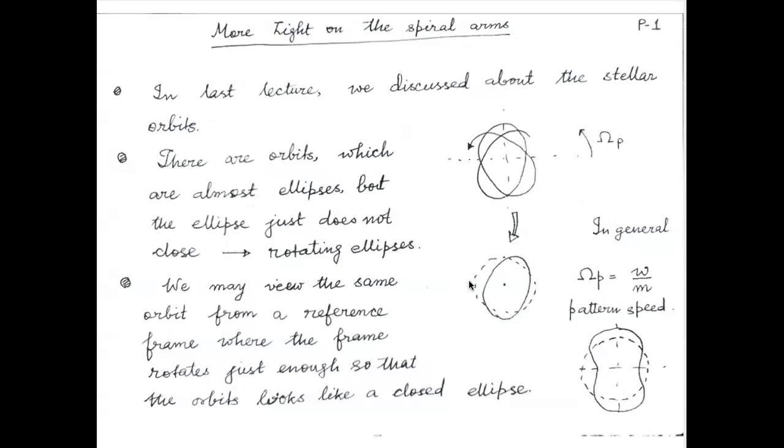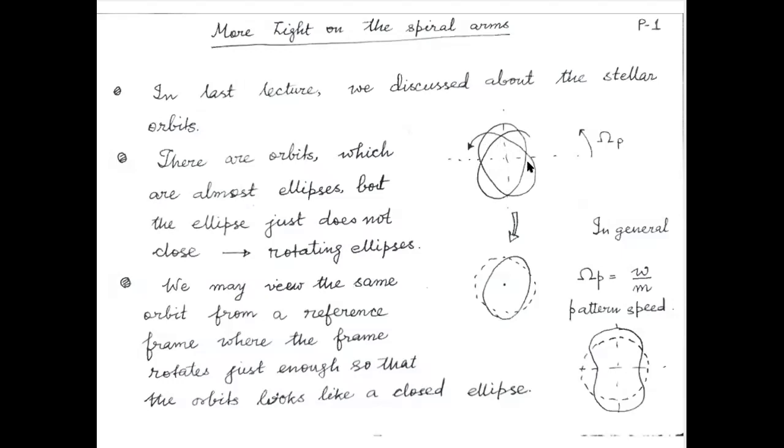In the last lecture, we discussed the stellar orbits, the orbits which can be looked at through the epicyclic approximation, and the special orbits which are almost an ellipse. So it goes around and it just misses being a closed orbit. These are like rotating ellipses, and these are the orbits which are important to understand the spiral structures. It's not necessary that this has to be an ellipse. This can be a little more complicated orbit, but we'll come back to that later.